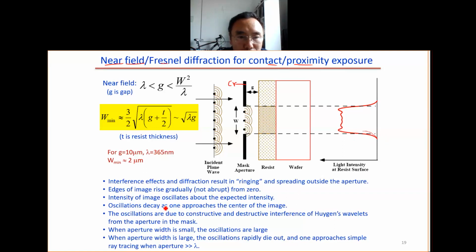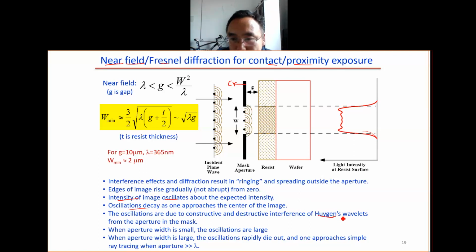The light intensity oscillates. You can see the oscillation here, and the oscillation decays as one approaches the center of the image. It's more flat here, with less oscillation. The oscillation is because of the constructive and destructive interference of the Huygens wavelets. If you want to know more, you can check the Huygens principle on the internet, and we will talk more about the Huygens principle next term in NE343.